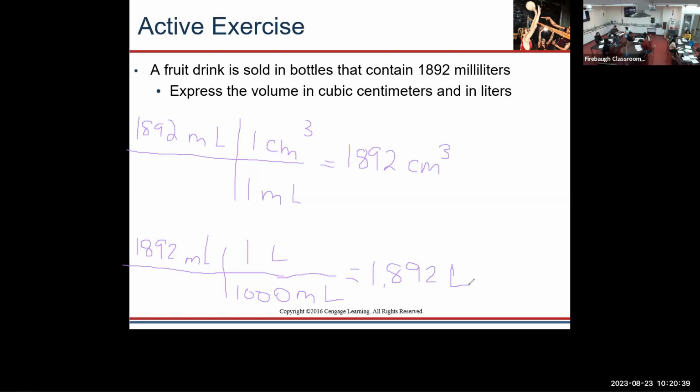You guys with me? Anybody in New Mexico? Escape? Yeah, one cubic centimeter is equal to 1 milliliter. Yep, 1 to 1.